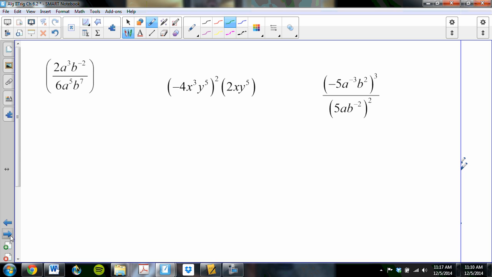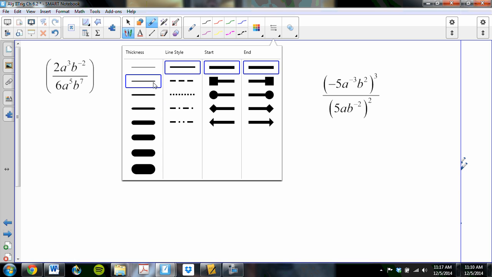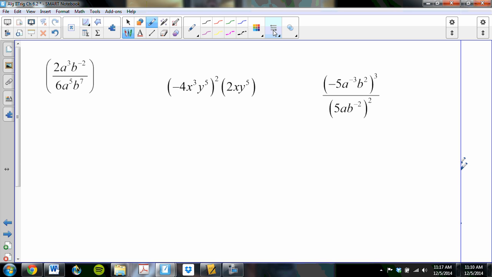When I'm simplifying, I want to get rid of the parentheses, combine all the variables, and have no negative powers. That's my goal. I'm always doing the order of operations, especially when simplifying. So I want to simplify everything inside this parenthesis here first. I'm doing this problem. Everything inside that parenthesis.